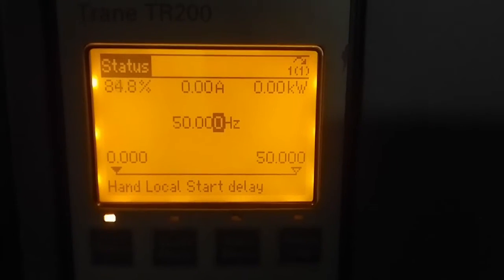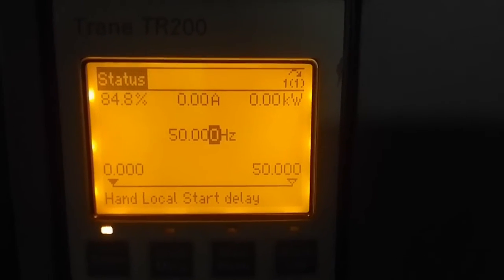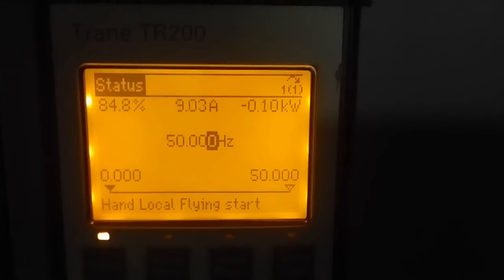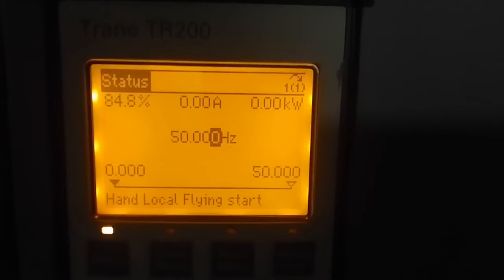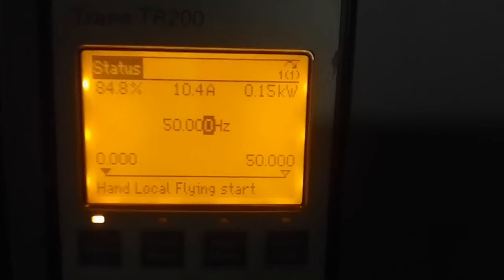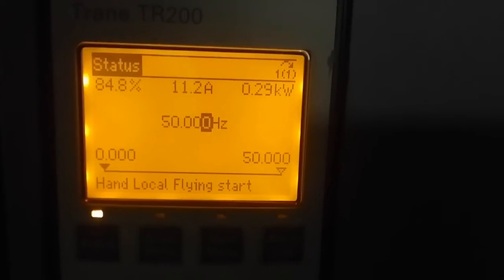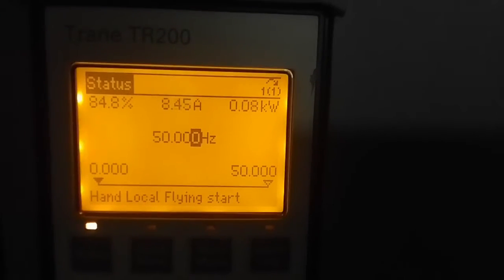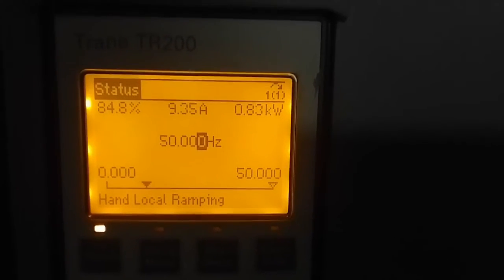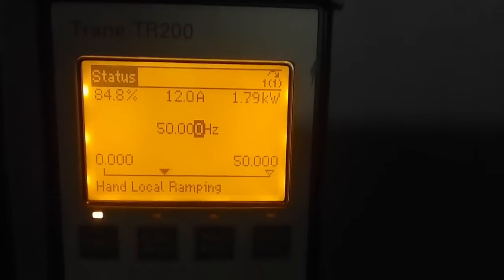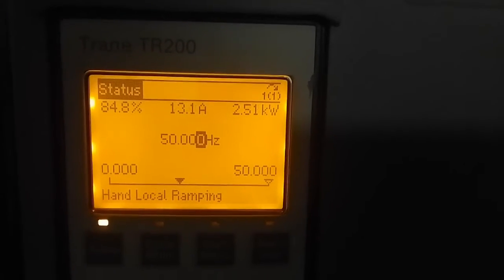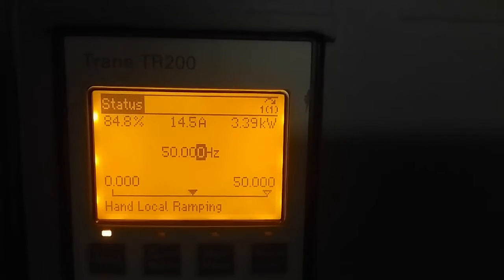4. Dynamic braking can quickly decelerate the motor by absorbing and dissipating the energy generated during deceleration, eliminating the need for external braking mechanisms. In this video, a Trane TR200 VFD drive is used to drive a 15 kilowatt electric motor. We will go through all the configuration menus which are used to set up this VFD drive for a 15 kilowatt motor. Please don't skip, for full understanding.